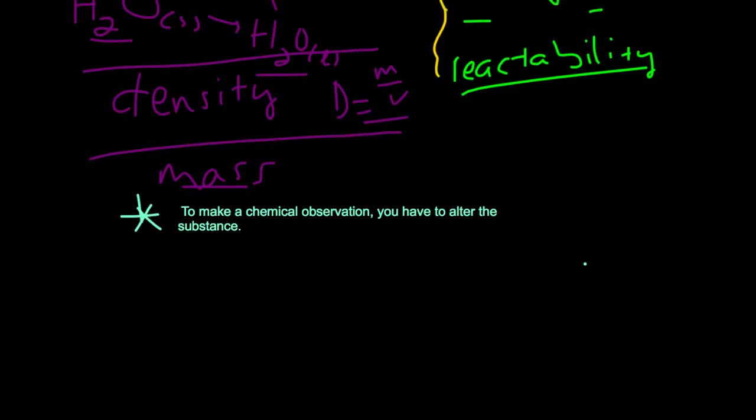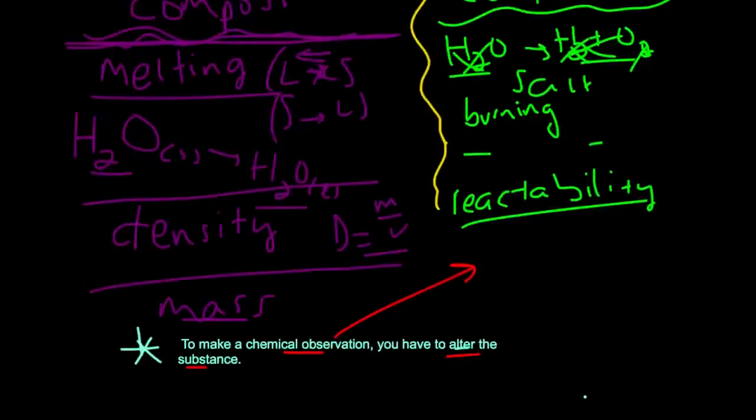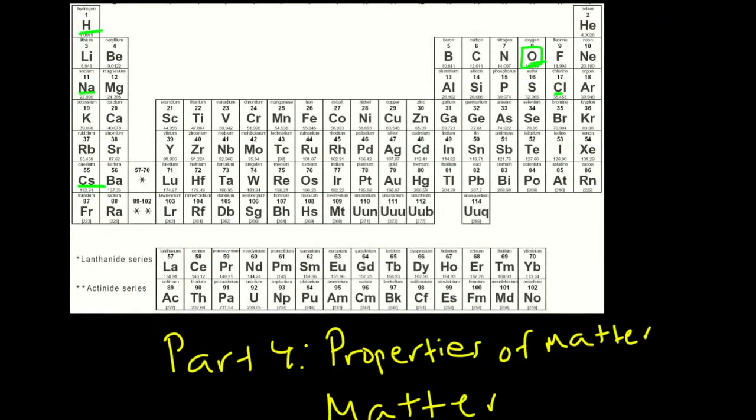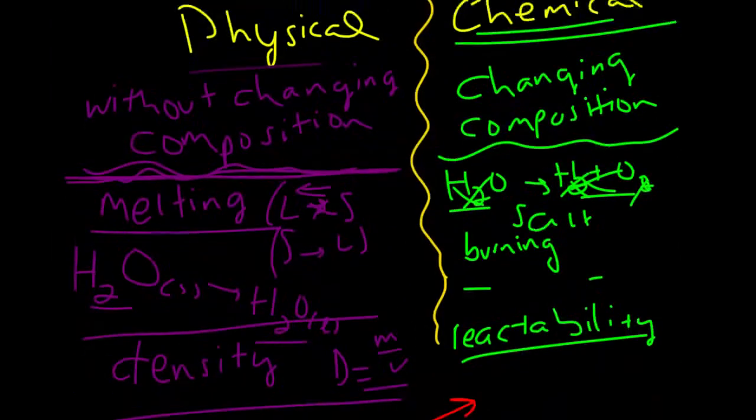So we have to alter the substance. I'm going to do this in a different color. We have to alter the substance in order to make a chemical observation. Again, in order to figure out that oxygen was highly reactive, we have to react it with, let's say, carbon to create carbon dioxide. Oh, that was ugly. All right, so that was pretty solid.